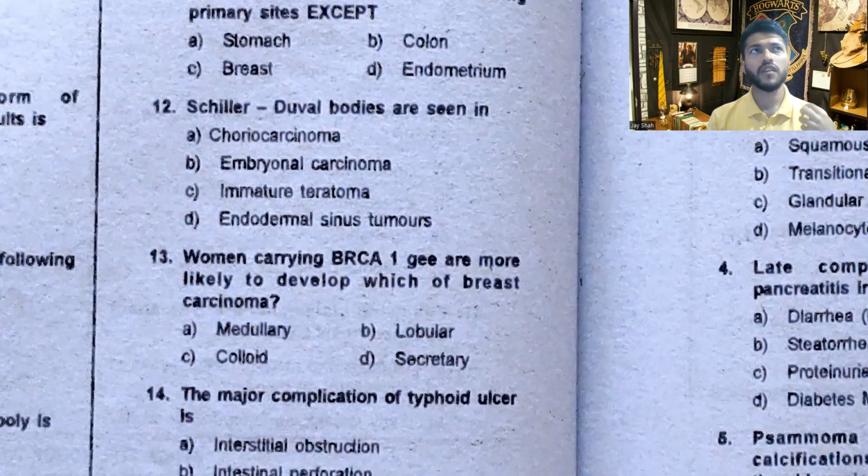Then you have Verocay bodies. Verocay bodies are seen in schwannoma. Then you have Councilman bodies. Councilman bodies are seen in viral hepatitis. Then you have Mallory or keratin bodies generally seen in your alcoholic hepatitis, right?